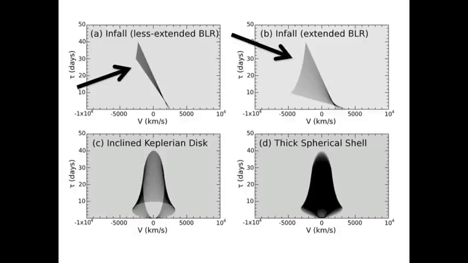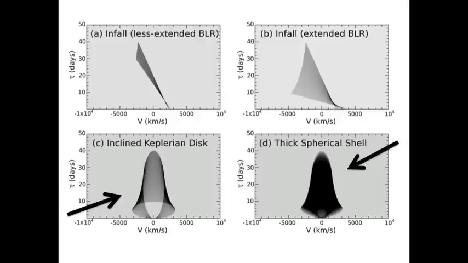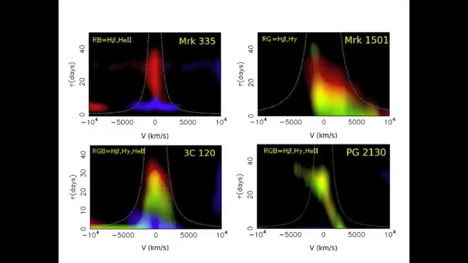You can see that infalling gas shows longer lags toward the blue end of the line and shorter lags toward the red. The models for the inclined Keplerian disk and the thick spherical shell show symmetric bell-shaped profiles. Our 4 actually recovered velocity delay maps each look quite different, but each shows similar signatures that are reminiscent of those seen in our models. Figure 12 in our paper shows false-color velocity delay maps actually recovered for these objects.